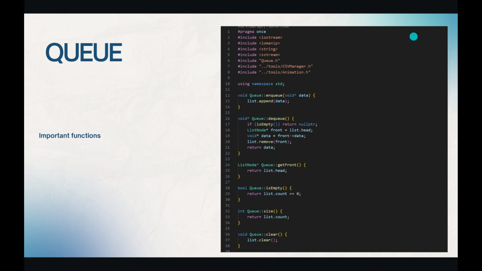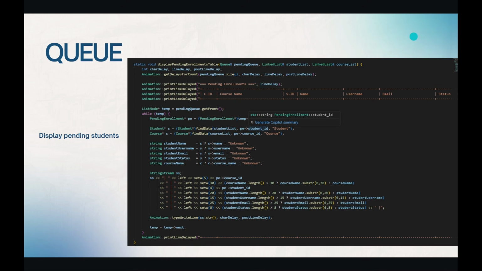For the important functions we have here for the queue: enqueue is to add an element inside the queue, dequeue is to remove it from the queue, and getFront is to get information from the head of the queue. isEmpty is just to check whether the queue is empty or full, size gives the size of the queue, and clear is just to clear the queue.